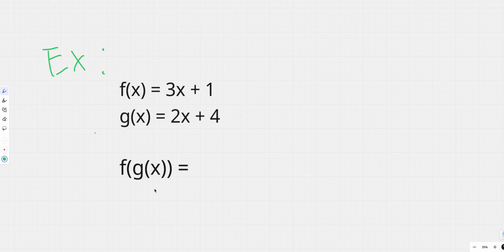So if I input 2 into g of x, we get an output of 8. Because g of x is the input of f of x, 8 is the input of f of x.